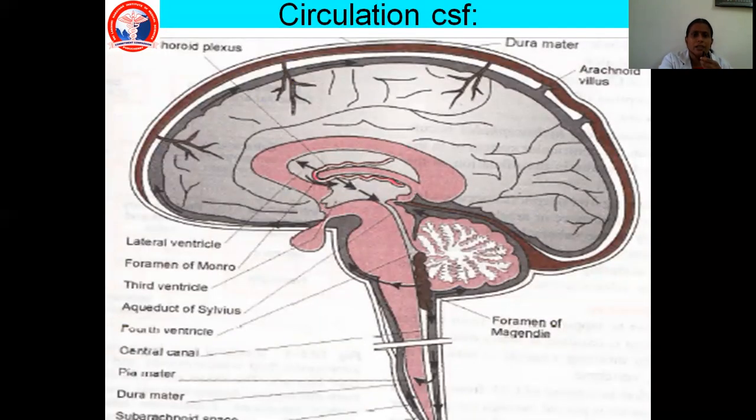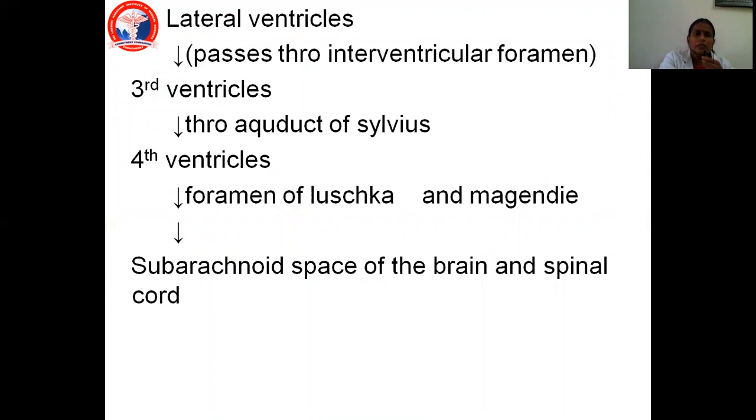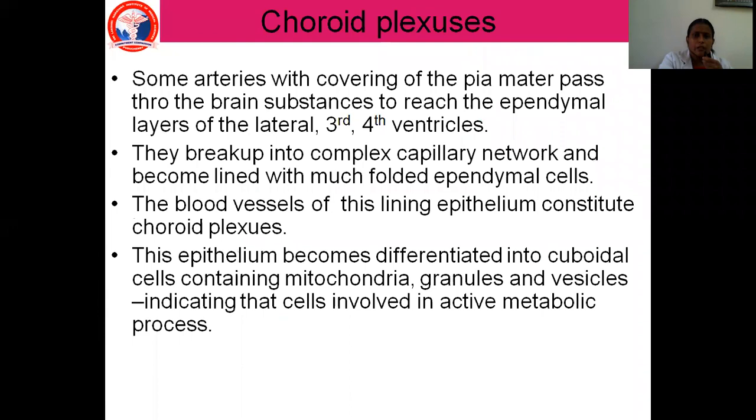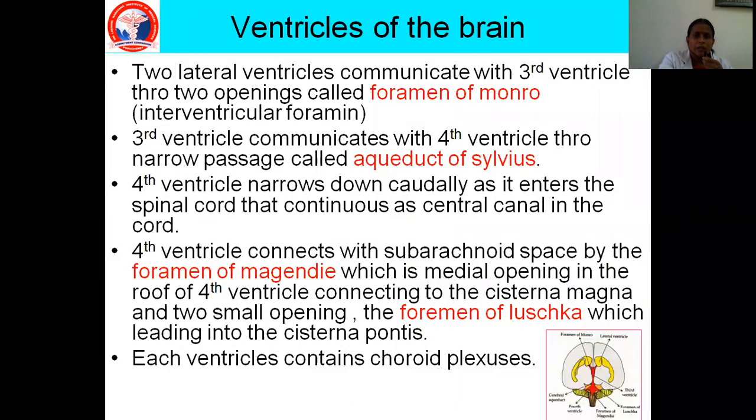So next one is the circulation of cerebrospinal fluid. Cerebrospinal fluid is formed in the ventricles. From the ventricles, it goes to the subarachnoid space. So it is mainly formed in the lateral ventricles. From the lateral ventricles, it passes into the third ventricle through the interventricular foramen or foramen of Monroe.